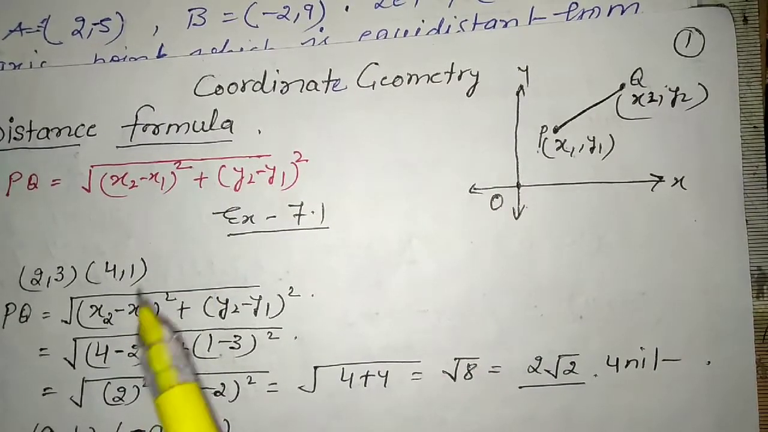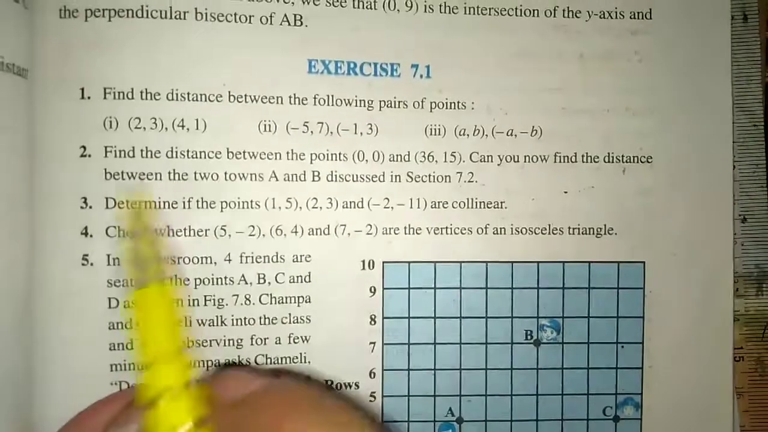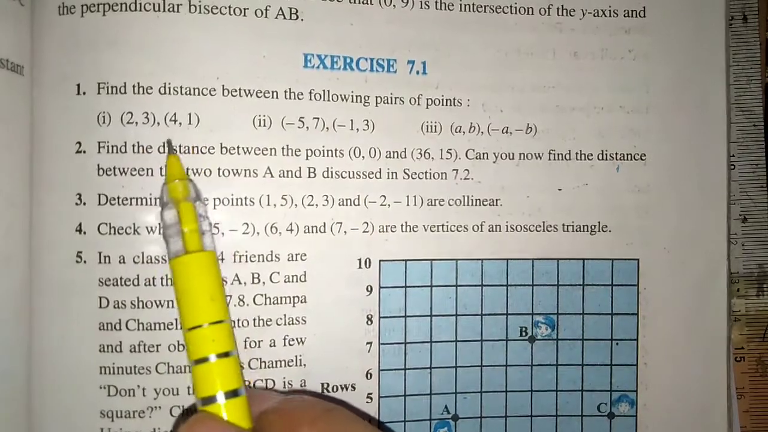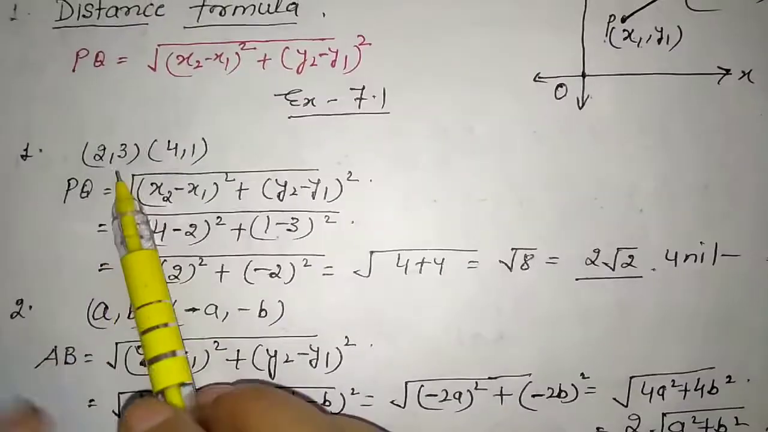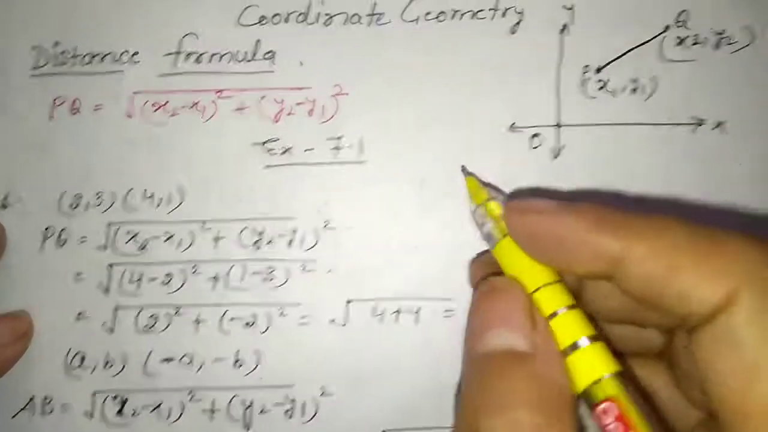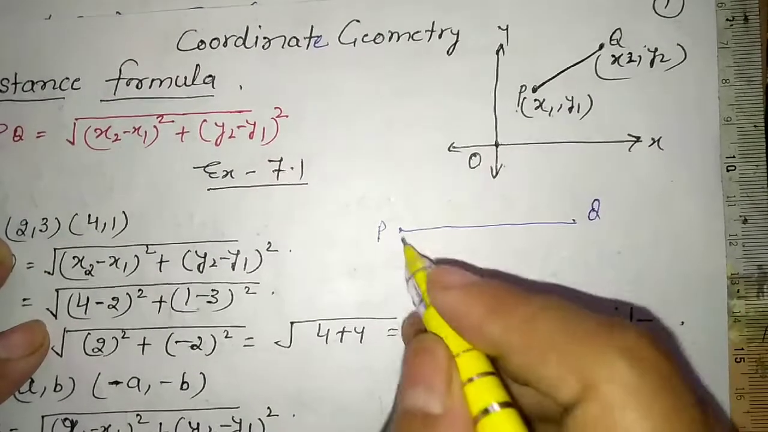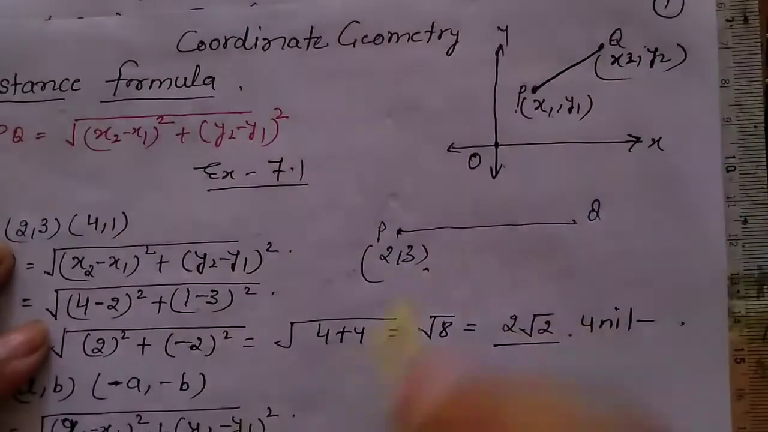So in the exercise, if we see the first question: find the distance between the following pairs of points, 2, 3 and 4, 1. It is given, 2 points are given here. Suppose 2, 3 and 4, 1. If we take this as P and this as Q, this point is 2, 3.